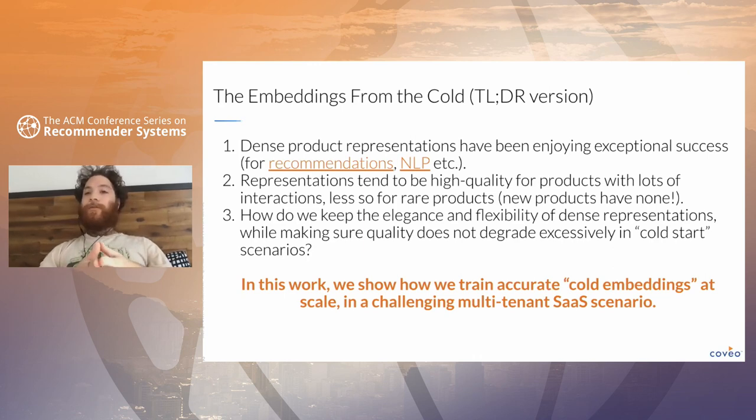So the question for us is, how can we keep the elegance and the flexibility that's afforded by dense representation while making sure that the quality does not degrade excessively in cold start scenarios? In particular, our focus, being a multi-tenant SaaS scenario, is on how we train cold embeddings at scale, meaning that we need to find something that works well on the semantic side of things, but also can be scaled very easily.